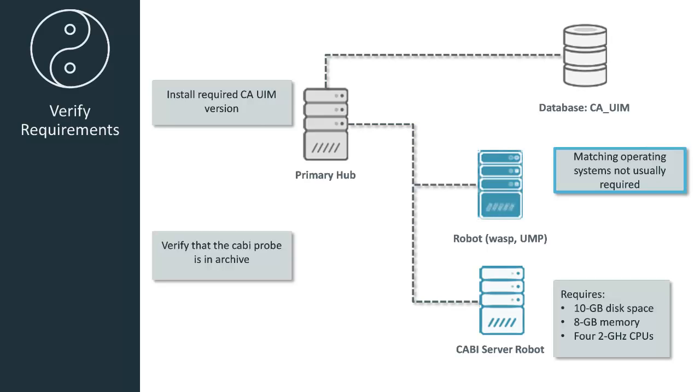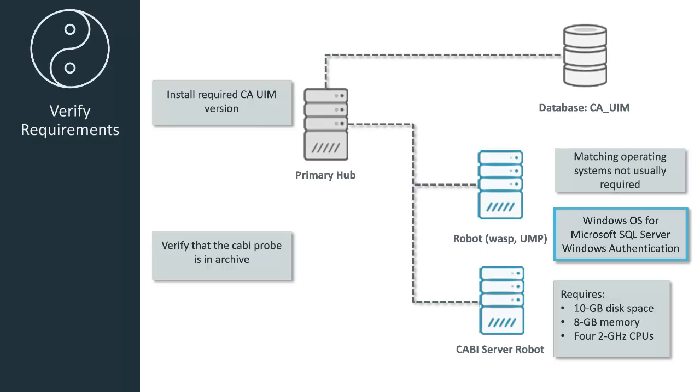CABI Server is supported on the same platforms, operating systems, and databases that are supported by Unified Infrastructure Management Server and UMP. In most cases, there is no requirement that the CABI Server robot and UMP robot have the same operating system. The one exception is if you are using Microsoft SQL Server Windows authentication. If this is the case, then the CABI Server robot and UMP robot must have Windows operating systems.